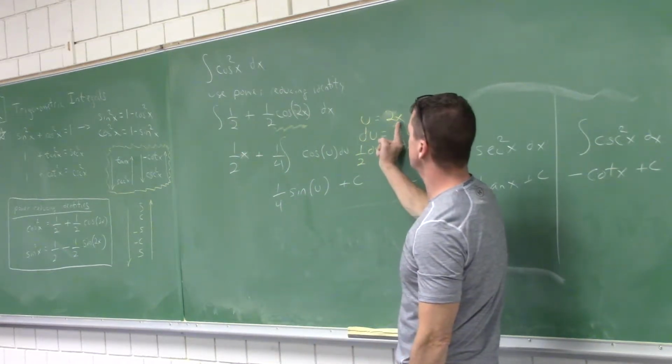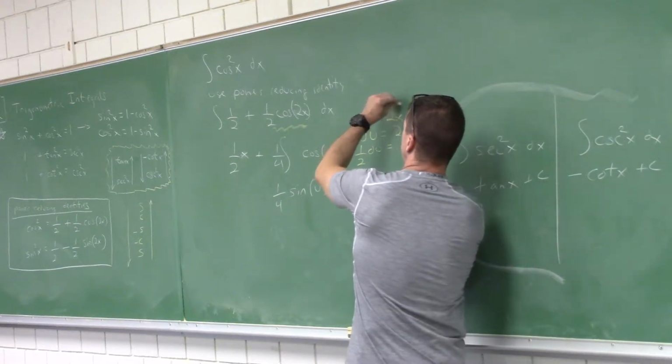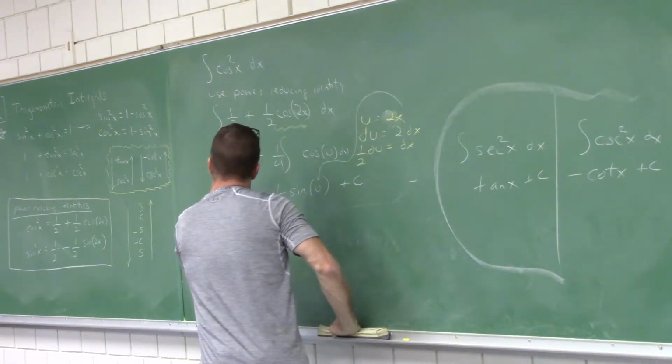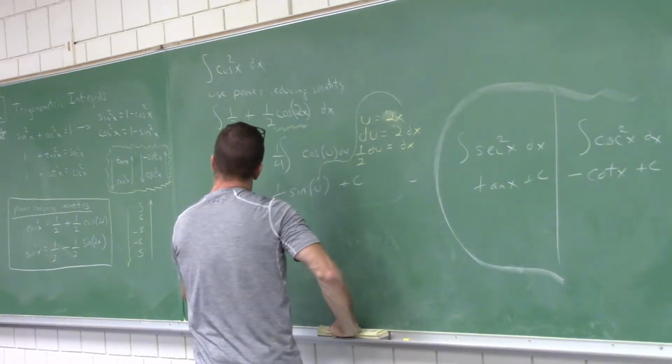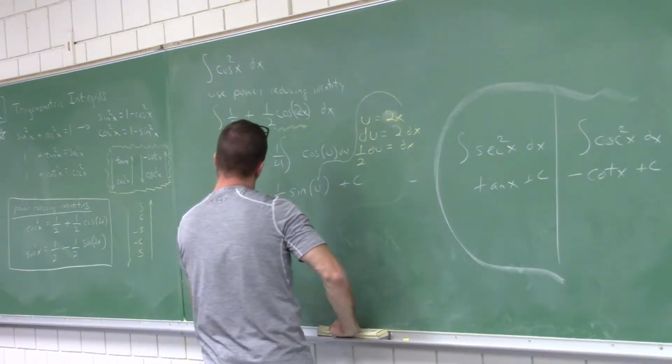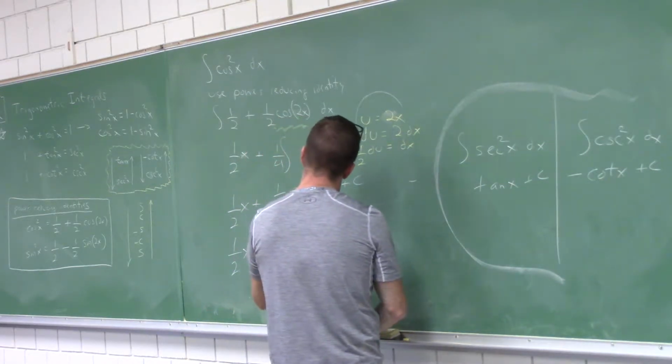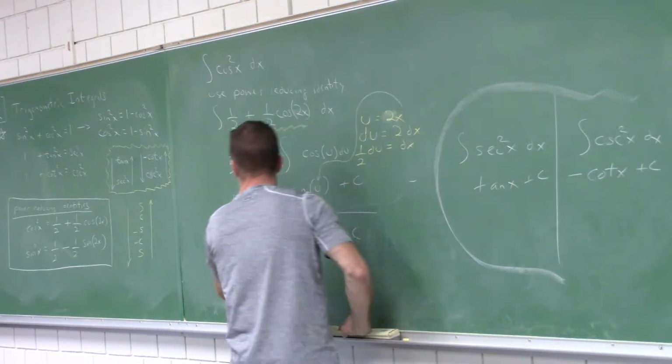Now we substitute. And what do you have? 1/2 x plus this. I get 1/2 x plus 1/4 sine of 2x plus c.